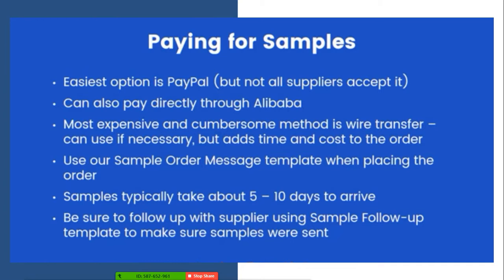All right. So use our sample order message template when placing the sample order. Normally it takes 5 to 10 days to arrive. All right. So be sure to follow up with the supplier using the sample follow-up template to make sure samples were sent. And these suppliers will even send you a tracking number, whereby you will just input that tracking number into whichever courier they used. Could be UPS, FedEx, or DHL.